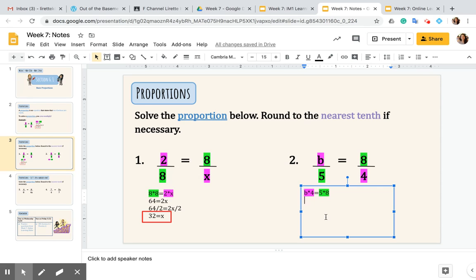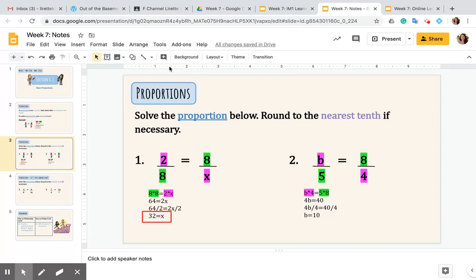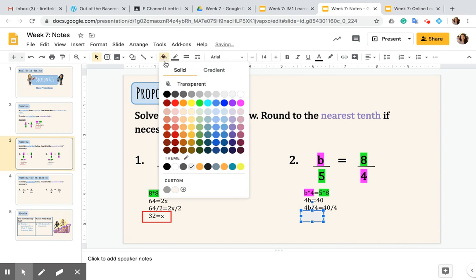And then I simplify and solve. B times 4 is just 4b. All I can do is write that 4 in front of the variable touching. If they're touching, that means multiplication. And then 5 times 8 gives me 40. To solve for b, I do the inverse of multiplication. 4b needs to be divided by 4. And if I divide the left side by 4, I gotta divide the right side by 4. b is now alone. 40 divided by 4 gives me 10. So b equals 10 is my final answer.